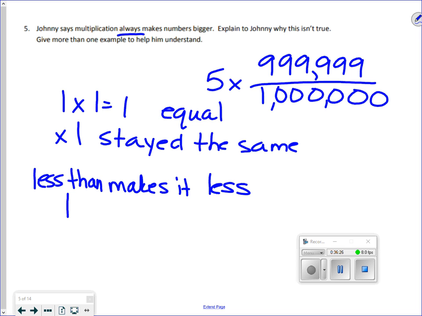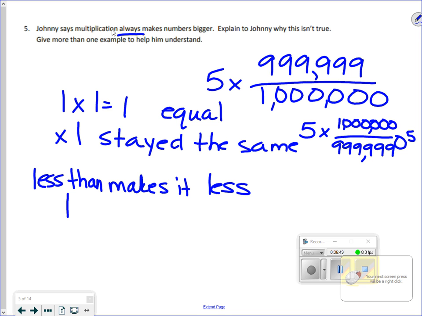Because they're not asking how much less. They're just asking, is it less? Just like if I did 5 times 1, 2, 3, this over 1, 2, 3, 4. I had to count that. Comparing those two, would that be greater than, less than, or equal to? It would be greater by that much.